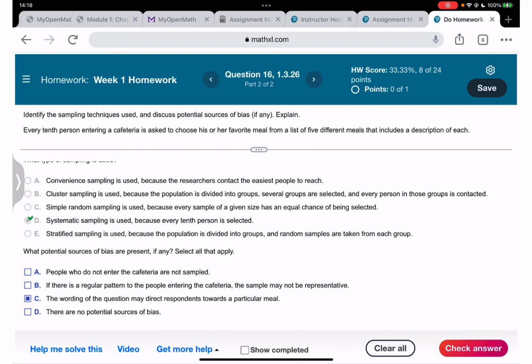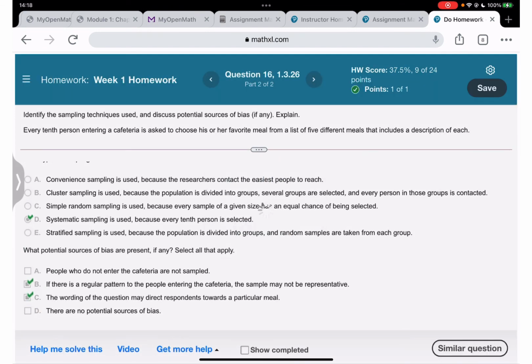Let me see. I think this one, let me read again. If there is a regular pattern to the people entering the cafeteria, the sample may not be representative. This one can be biased. That's right. Because of the people entering the cafeteria, the sample may not be representative. Yes, this case can be biased. Let's check. Bingo.